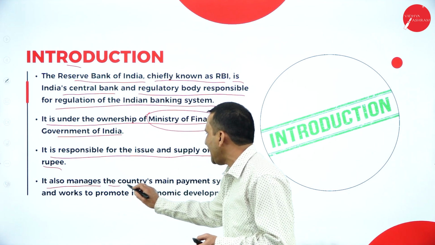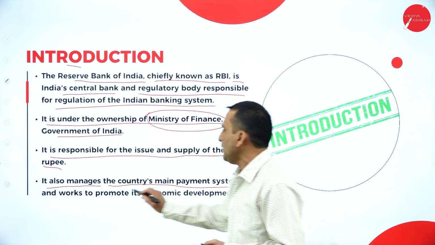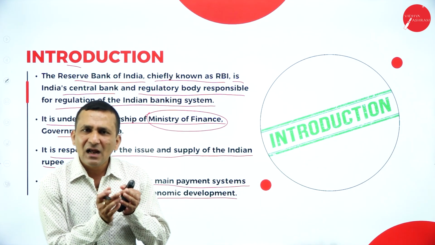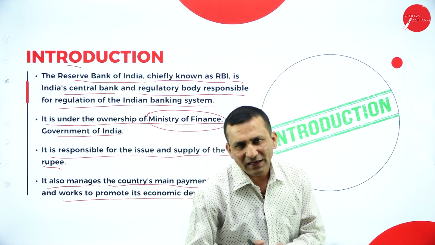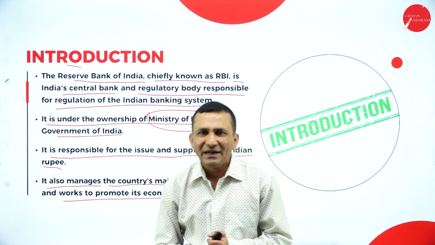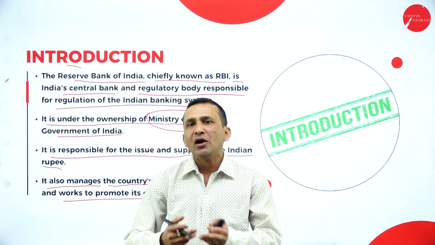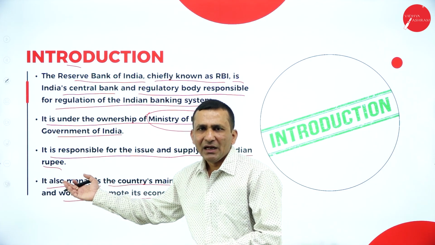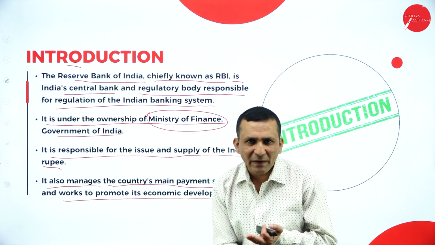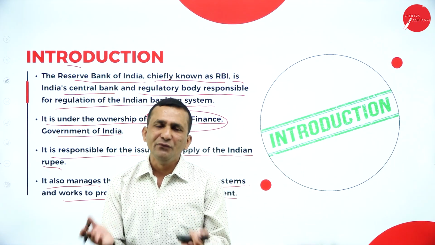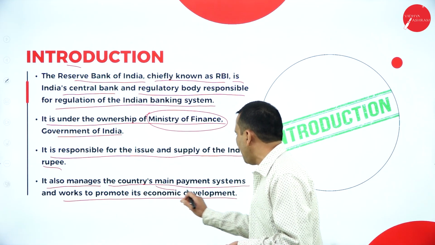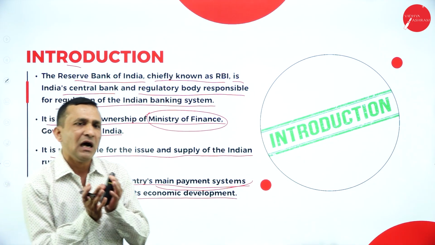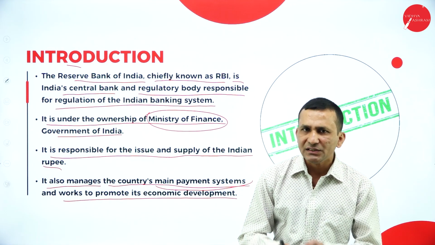It also manages the country's main payment system and works to promote economic development. In India, the central government and state governments commit to a number of payments related to infrastructure or development. For economic balancing, based on RBI, the government commits to expenditure to improve development or infrastructure. So that is the main payment system. RBI is not only paying for government payments, but also for development, agriculture, and industry.